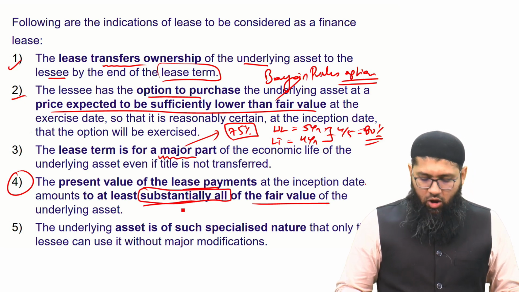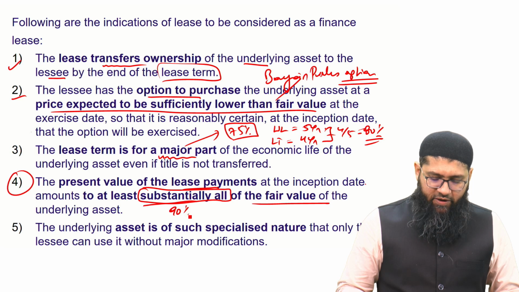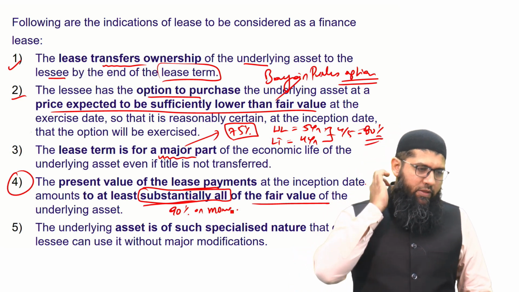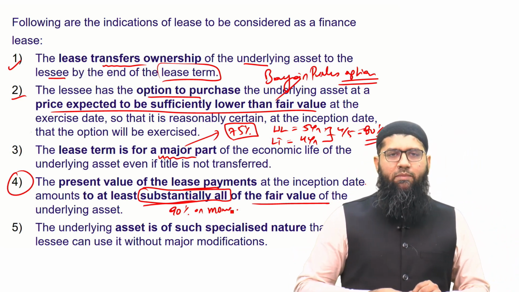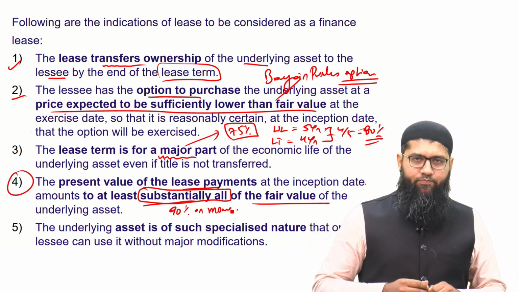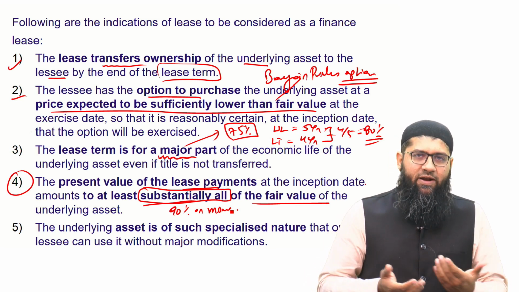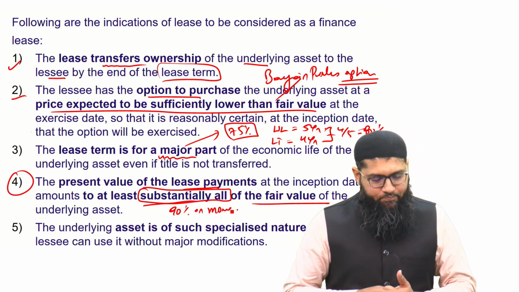Substantially all actually means 90% or more. I repeat, when we talk about the words substantially all, it actually means 90% or more. So I repeat, substantially all actually means what? 90% or more. Now let me just guide you on something.